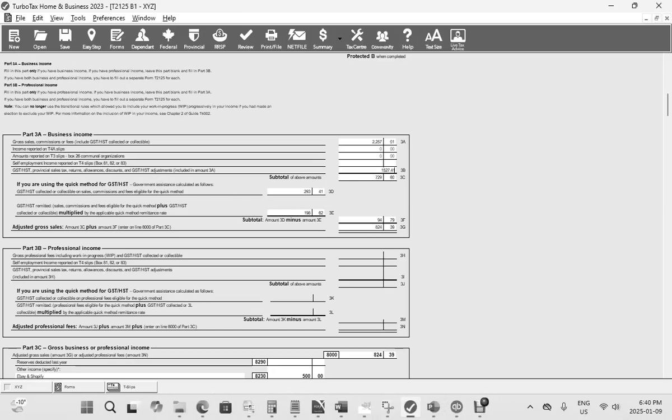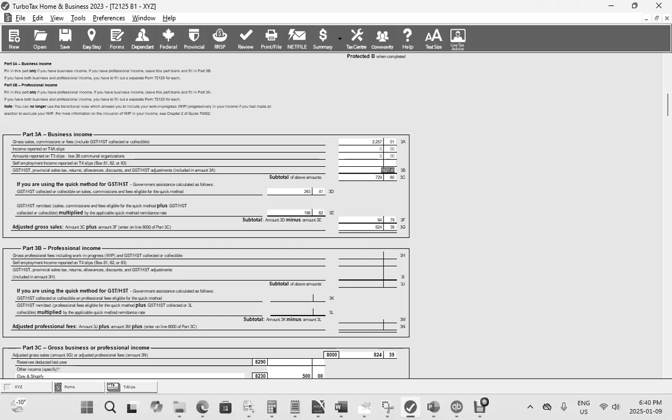So next up is 3B. This is your GST, HST, provincial sales tax, returns, allowances, discounts, as well as GST, HST adjustments. Okay, included in amount 3A, so covered as part of your gross sales and commissions. So basically this is your ITC, your input tax credits. So what is an ITC, you may ask?